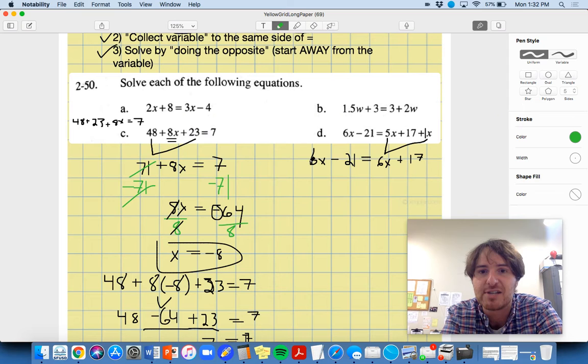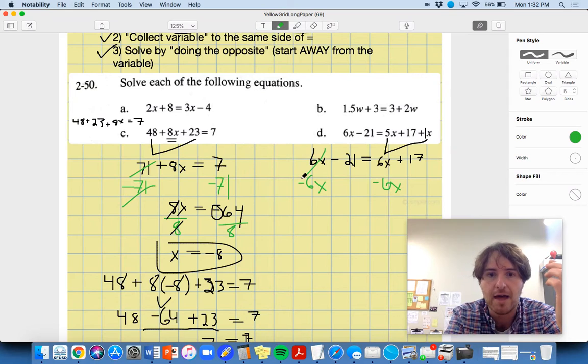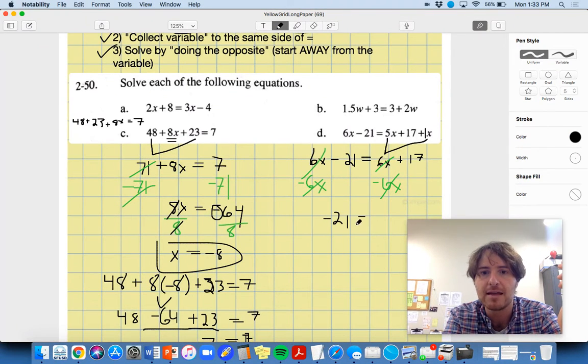Okay, collecting variables. I usually say subtract the variables where you have less of them on one side, or get rid of the ones that have less, because then you end up with a positive amount on the other side. Here I have 6x, here I have 6x. Those equal each other, so when I subtract that from both sides, something funky happens. I subtract 6x from both sides. That goes away. That goes away. Wait, I've eliminated the variable I'm trying to solve for. What the heck? Oh, that's crazy. So I end up with negative 21 equals 17.